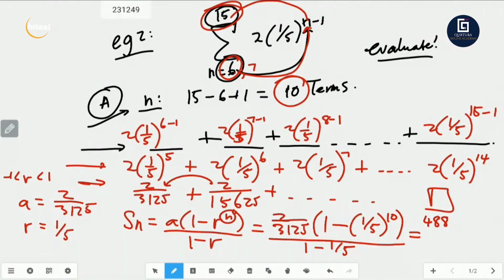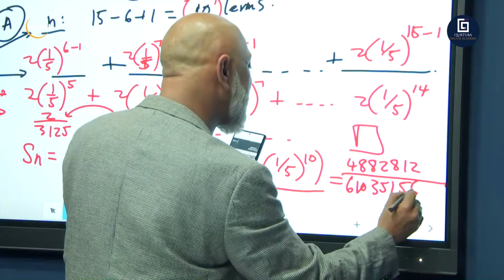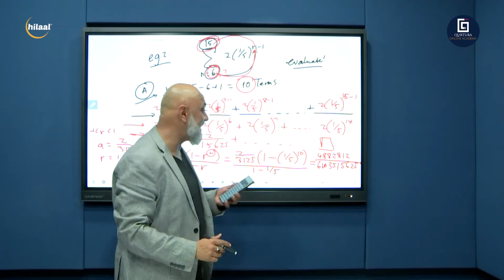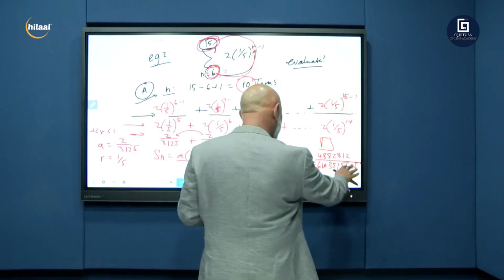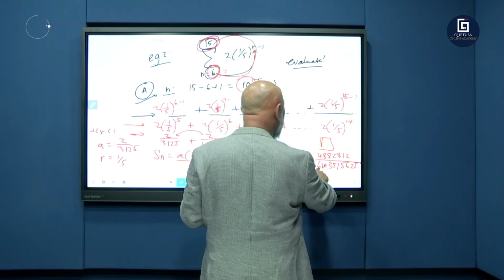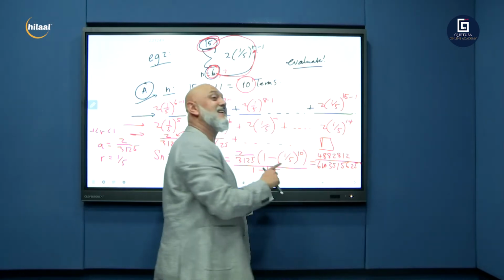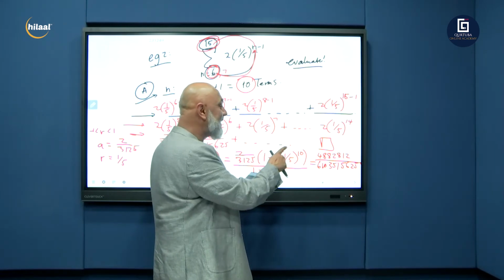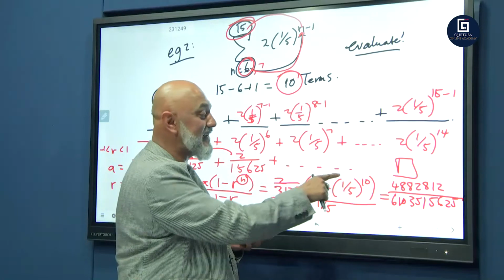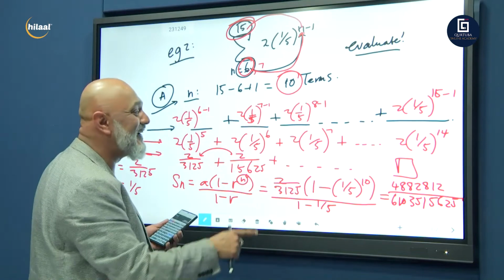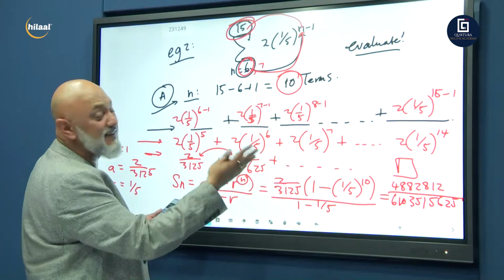488, 2812 over, my word, 610, 351, 5625. You're going to ask me to read that number out. 6,103,515,625. I can officially say I'm proudly South African. I can read, I can count. I know my numbers. Right. So you got 4,800,000. It's a huge number.